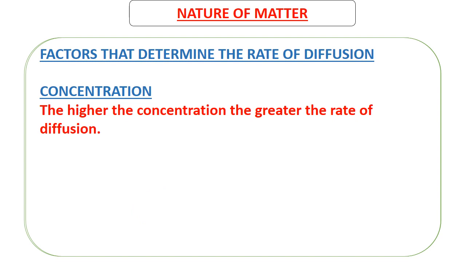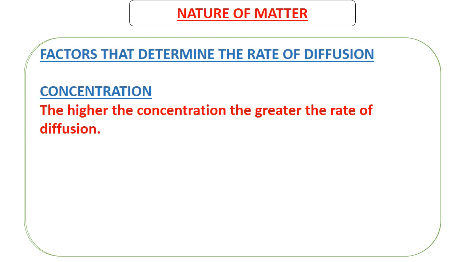So another factor is concentration. So it says the higher the concentration, the greater the rate of diffusion. What concentration means in kitchen language, I like to give kitchen examples when it comes to chemistry, because that's where most of it happens. So if you put too much sugar in water, it means the sugar has higher concentration, but less sugar means it has less concentration. So the higher the concentration, the greater the rate of diffusion.